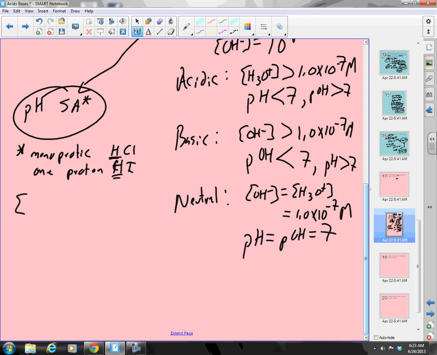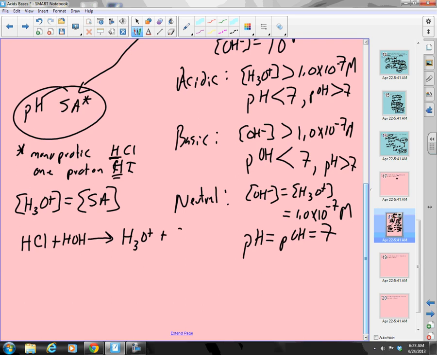Here's the way you get the pH for a monoprotic strong acid. The concentration of my hydronium equals the concentration of my strong acid. Now, let's take a look and see why that is. Let's take HCl plus my water, one-way arrow, right? I get hydronium plus chloride.